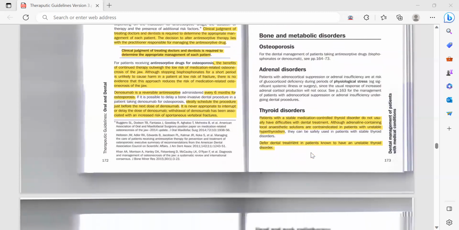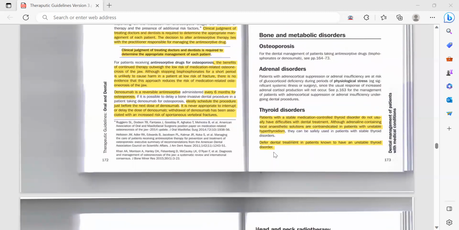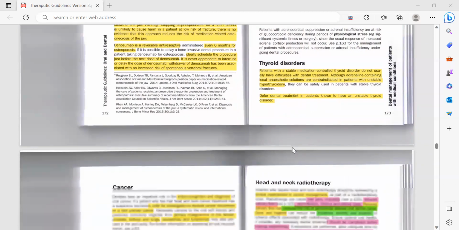Defer dental treatment in patients known to have an unstable thyroid disorder. So if you know that his thyroid level is not stable, then our main priority is to make that level stable and only then proceed with the treatment.